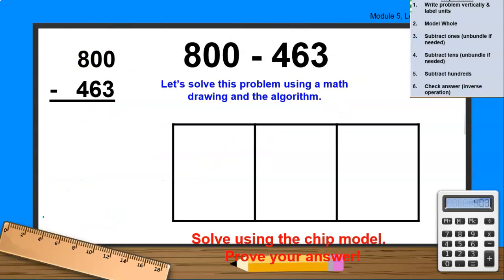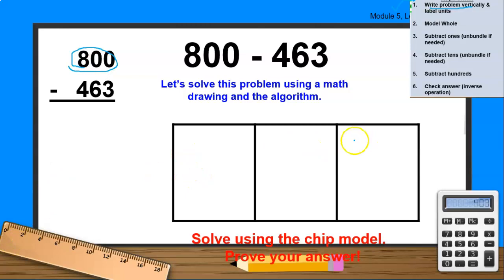Here's the next problem, boys and girls. We have to solve 800 minus 443. Let's look at this problem. We already did key point number 1, which is write the problem vertically. Key point number 2 is model the whole. Let's look at these two numbers. Which one is the whole? Yes, 800. So let's model the whole.